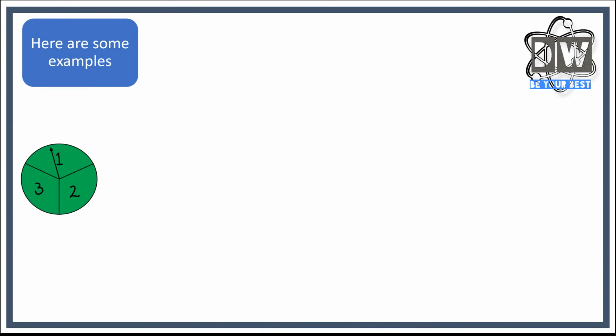Let's give you another example. So this time we have spinners. In maths questions we often have spinners. This spinner has 3 possible outcomes. I could spin a 1, a 2 or a 3. This spinner has 4 possible outcomes, which is a 1, a 2, a 3 or a 4.